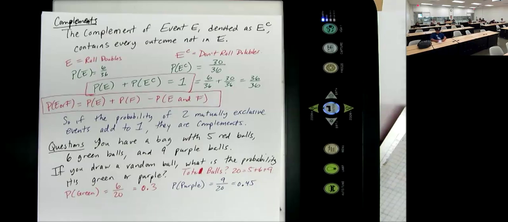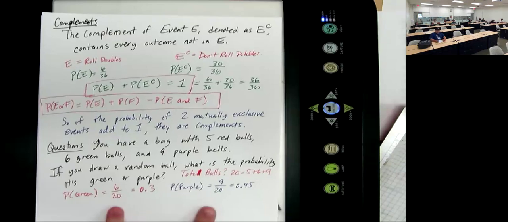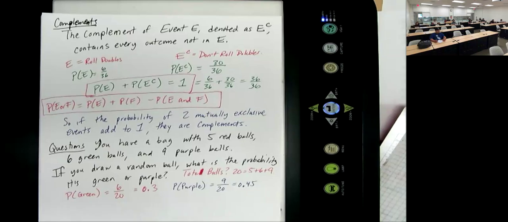Usually they ask it as a decimal, but they might ask you to put it as a fraction. So just be prepared for either. But you generally start with the fraction and then you get the decimal from it, so you would have both.